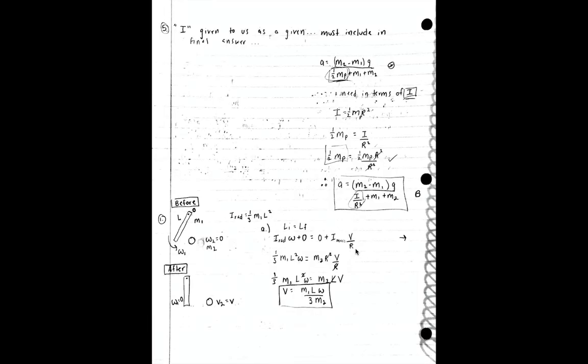So we must pull a trick here. So we know that I is 1/2 mr squared. Okay, we need I somewhere in the denominator. So we know that I is related to 1/2 times the mass of the pulley. Okay, so I is given to us as a given, must be included in the final answer. So we need to find a way to get I into the equation via this outlet here, because I relies on 1/2 times the mass of the pulley. So I is 1/2 mass of the pulley times radius squared.